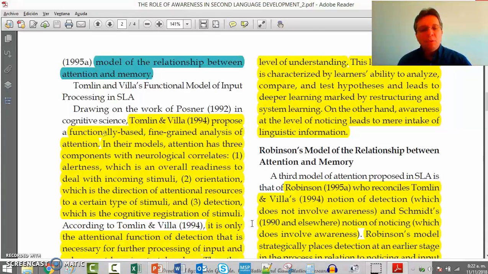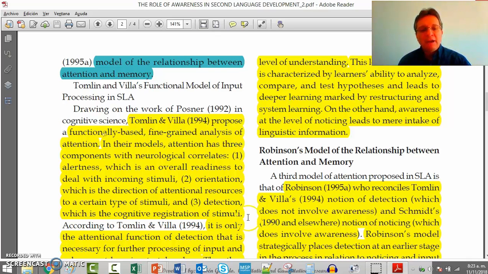Tomlin and Villa proposed a functionally based fine-grained analysis of attention. In their model, attention has three components with neurological correlates: alertness, which is an overall readiness to deal with incoming stimuli; orientation, which is the direction of attentional resources to a certain type of stimuli; and three, detection, which is the cognitive registration of stimuli.